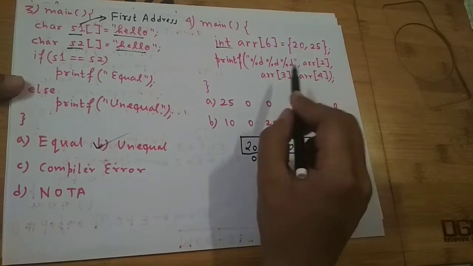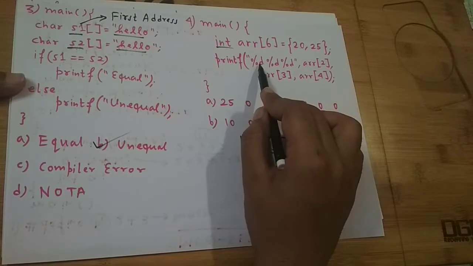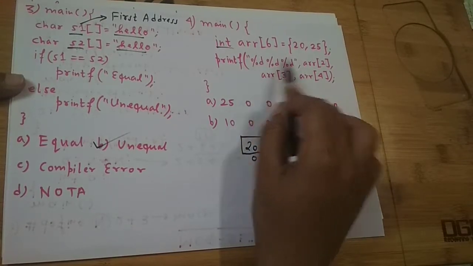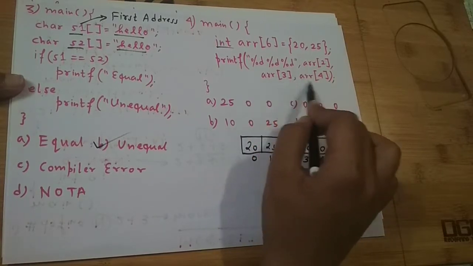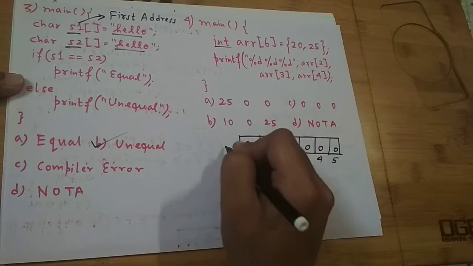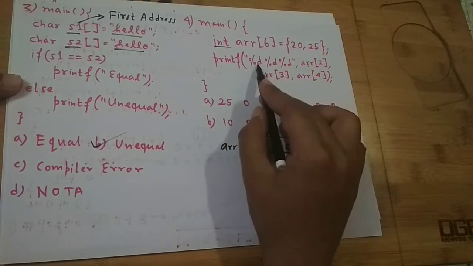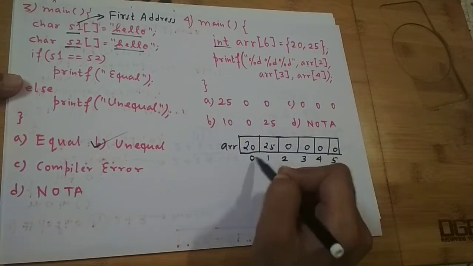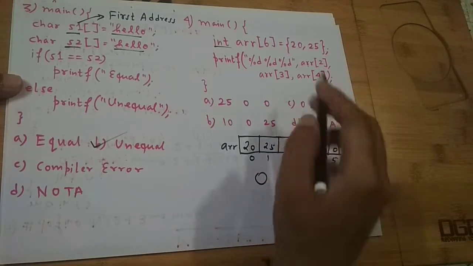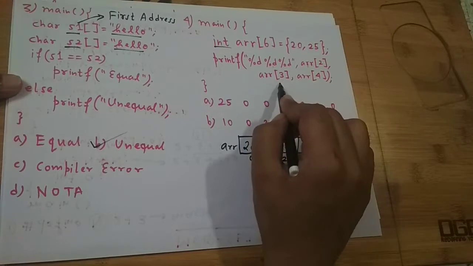So what will be the correct answer? See, we have 3 integer format specifiers, %d, %d, %d, and against them we have 3 array elements. So this is my array, ARR. Against the first %d, we'll have ARR of 2. ARR of 2 is 0. So 0 will be printed first. Now against the second %d, I have ARR of 3.